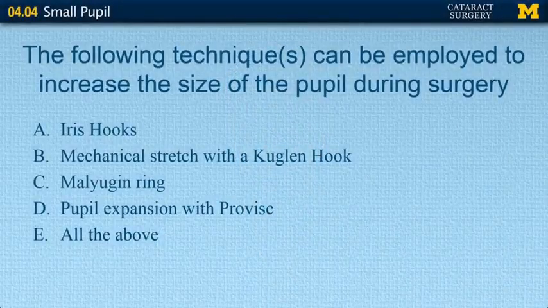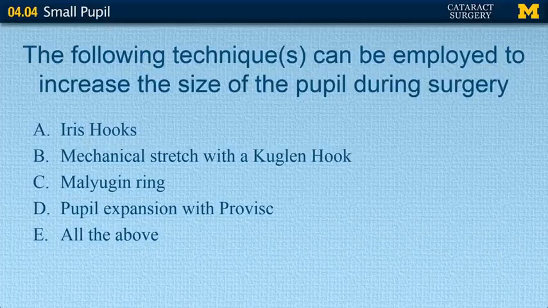We're going to move on to intraoperative pupil expansion techniques. Question number 1. The following technique can be employed to increase the size of the pupil during surgery. A. Iris hooks. B. Mechanical stretch with a Kuglen hook. C. Mylugan ring. D. Pupil expansion with Provisc. And E. All the above.